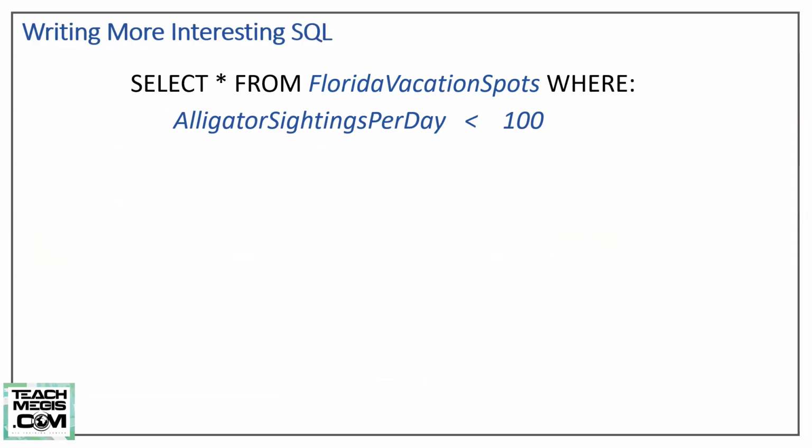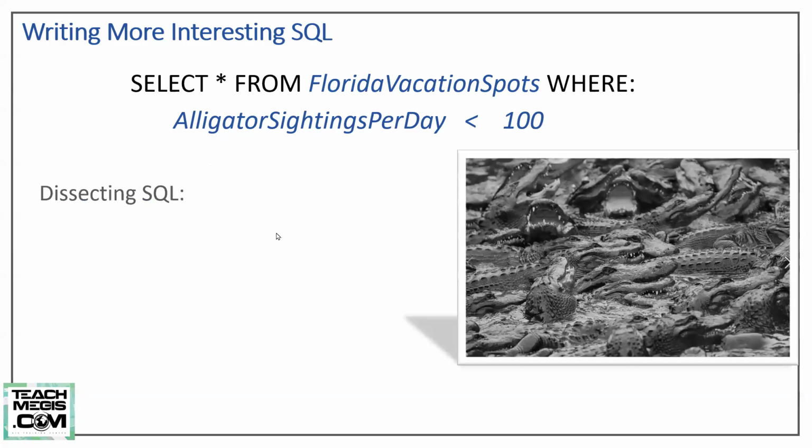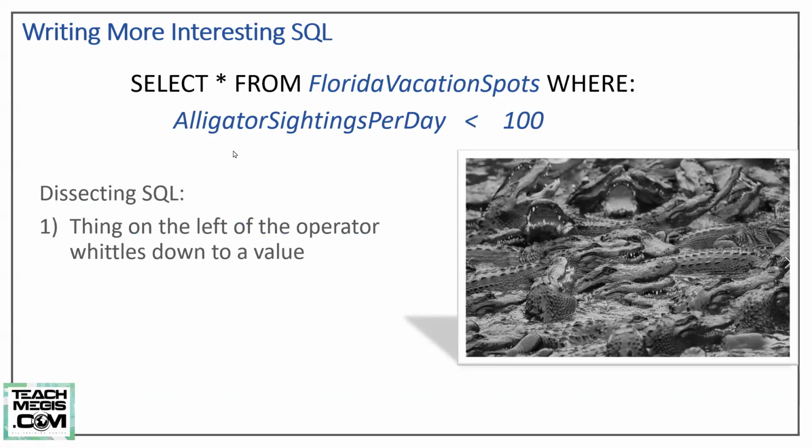That's great. But what if your attribute table doesn't have alligator sightings per day? What if it just has alligator sightings per year? And you're interested in, yeah, but on average, if there's less than 100 per day, I might go because Florida, there's a lot. So you can dissect the SQL, right? The thing on the left of the operator. And when I say dissecting SQL, in this case, I'm really talking about dissecting that where clause at this point, okay? We'll dissect the rest of SQL later, but dissecting that where clause.